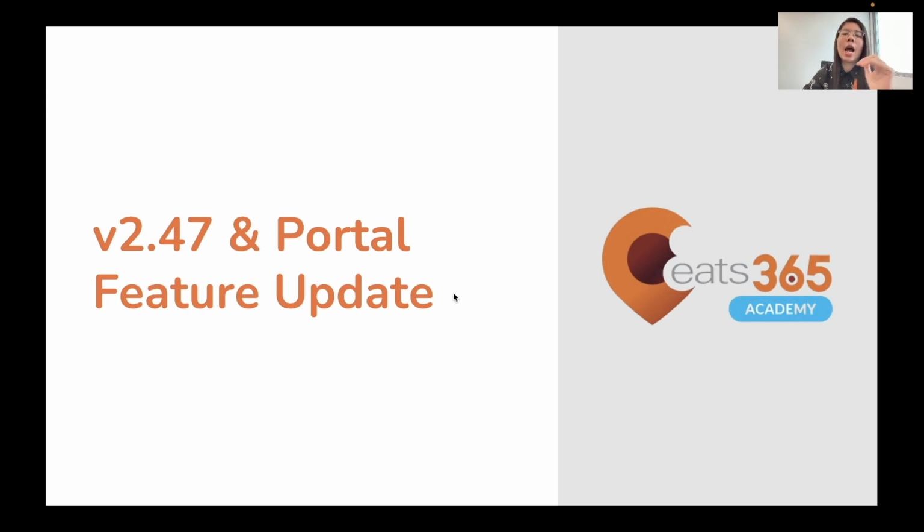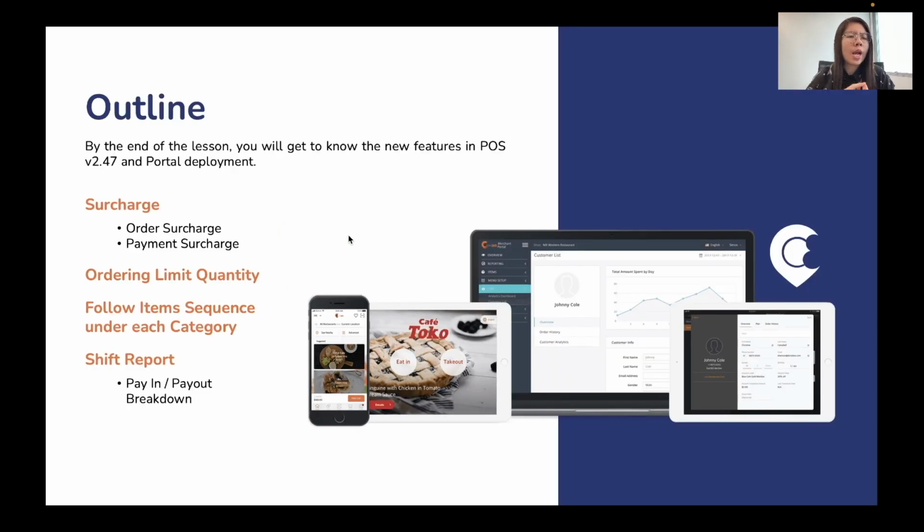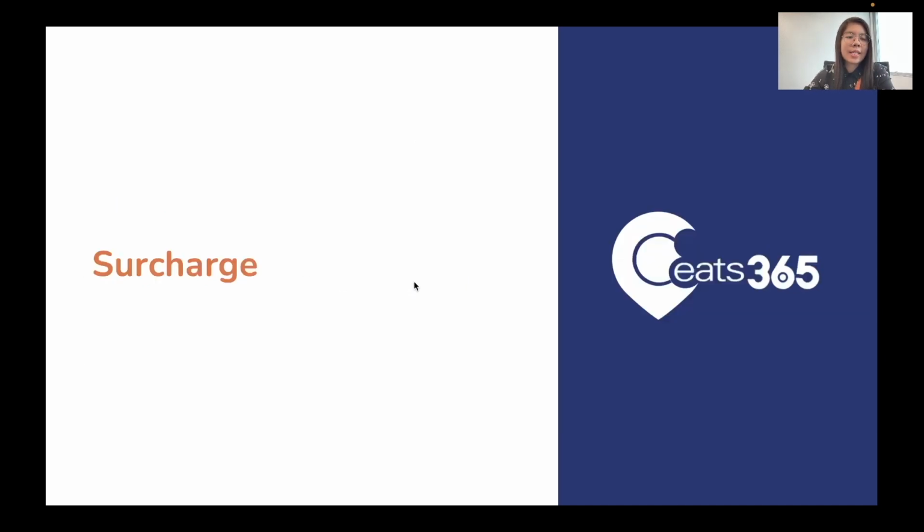In this session, I'll walk you through the latest update that we have in our POS version 2.47 and also some of the new portal features. Specifically, we will cover surcharge, ordering limit quantity, follow item sequence under each category, and the addition of shift report in pay-in and payout breakdown. So, without further delay, let's get started.